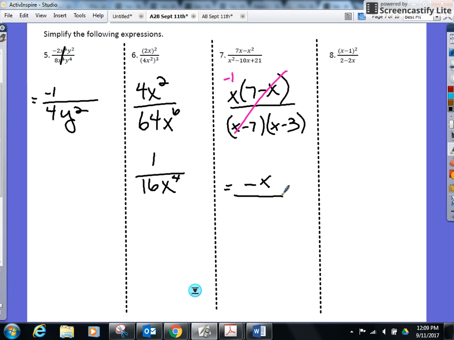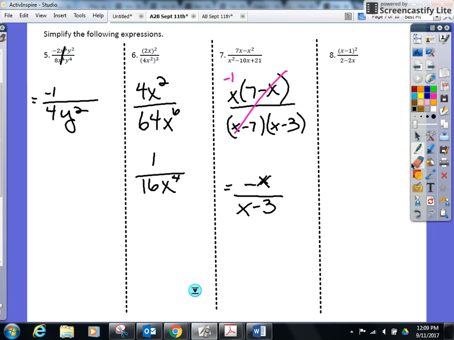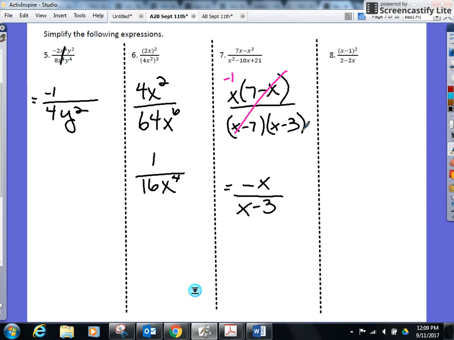X minus 3. I didn't think I was going to have to break this out as soon as I'm going to have to, but looks like we're going to have to. Can you cross off those x's? Absolutely not. That's as far as we can go. Okay, that's as far as we can go.